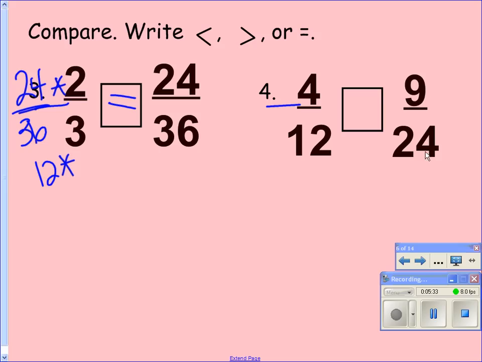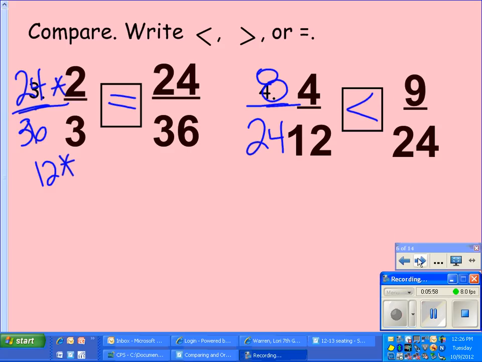So 9/24 is going to stay the same. Okay, so what do we do with the 12 to get to 24? We multiplied by 2. 12 times 2 is 24. 4 times 2, because whatever you do to the bottom, you have to do to the top, is 8. So 4/12 equals 8/24. 4/12 is also less than 9/24.